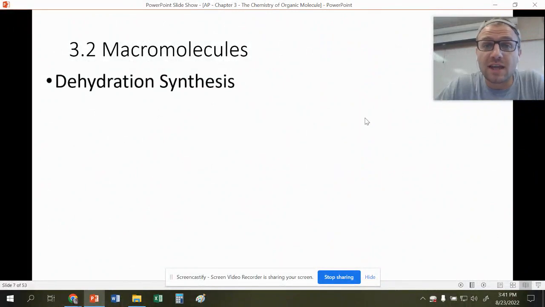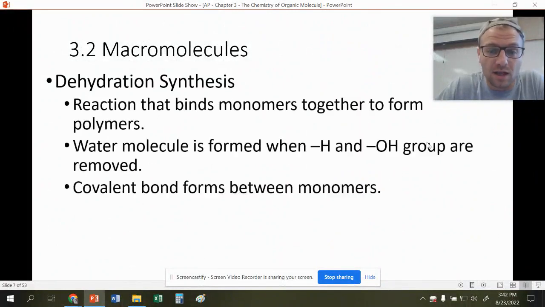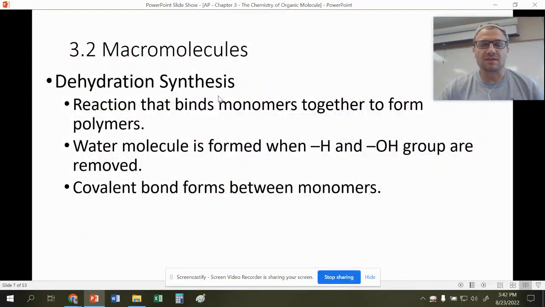All right, so that's the end of 3.1. Let's look at 3.2 a little bit. Let's go back here. Dehydration synthesis. So think about what dehydration means. You're taking water away. And what does synthesize mean? Synthesize means you're building something up. This is a reaction that binds monomers together to form polymers.